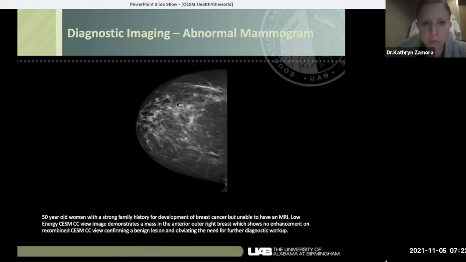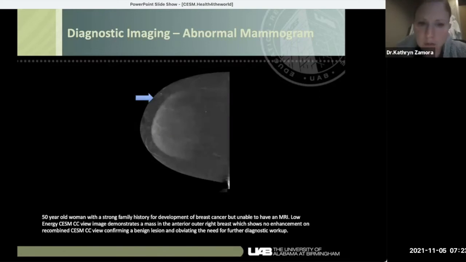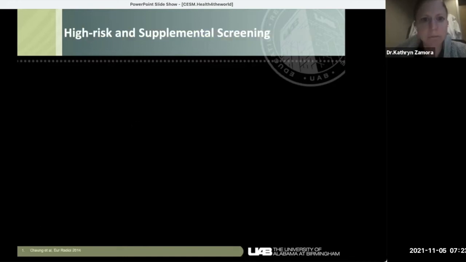And you can see here, she has this oval mass. If we had the right MLO view in addition to this right CC view, we could confirm this was an oval mass. It has circumscribed margins, looks benign, but we would normally have to do additional views in ultrasound to fully work this up and make sure it was nothing to be concerned about. However, with contrast enhanced mammography and the recombined images, you can see here there's no enhancement. This is nothing to worry about, and we can obviate the need for further diagnostic imaging.